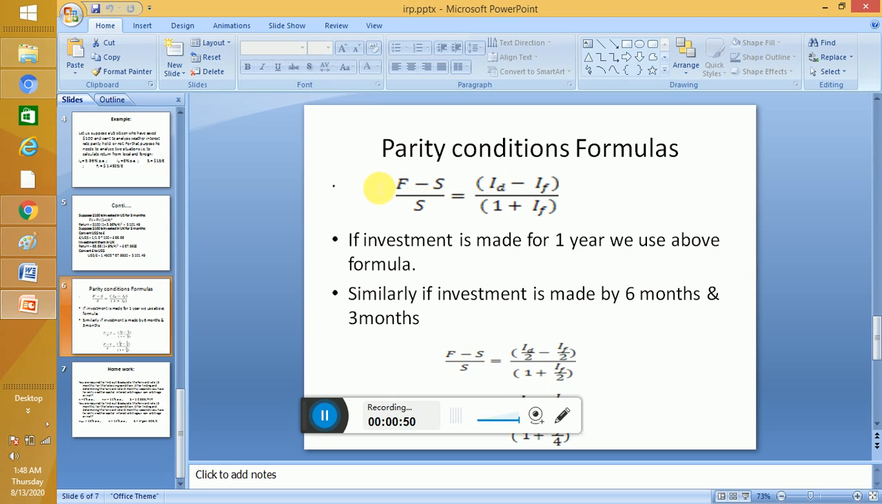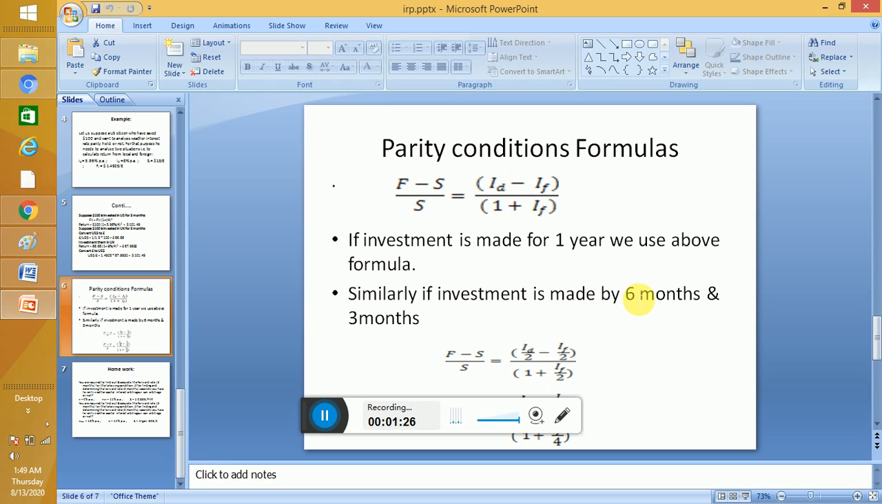This formula is basically (F minus S) divided by S equals ID minus IF. D is used for domestic and F is used for foreign. F is the forward rate and S is the spot rate. If the investment is made for 1 year, we use the above formula.